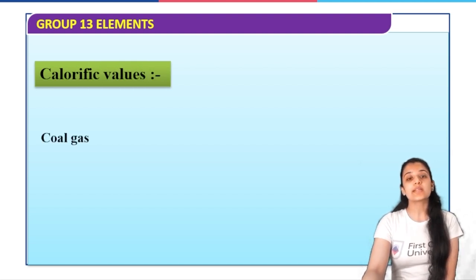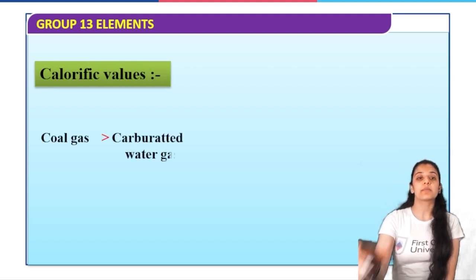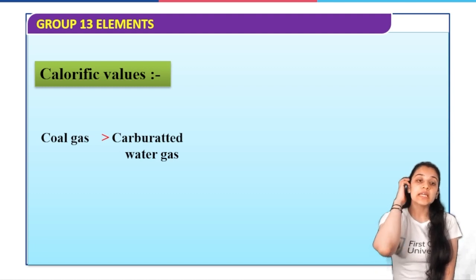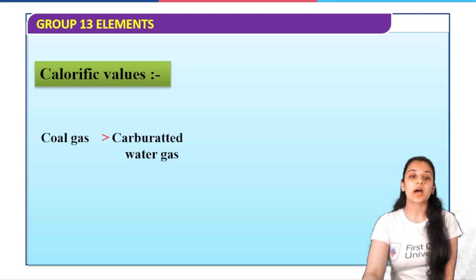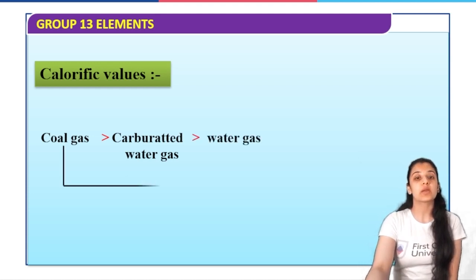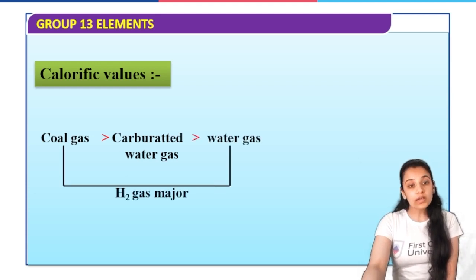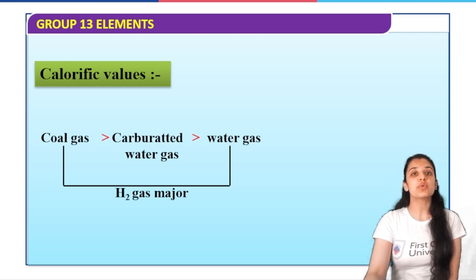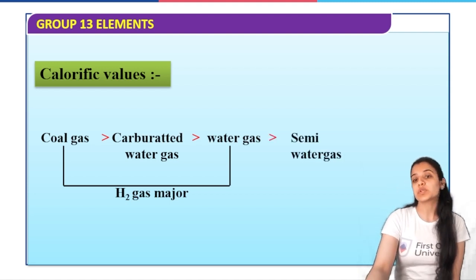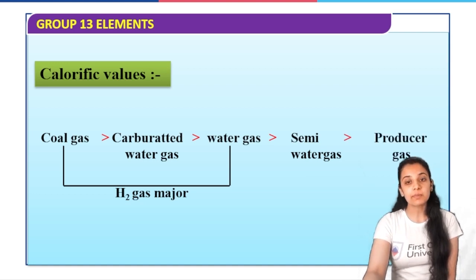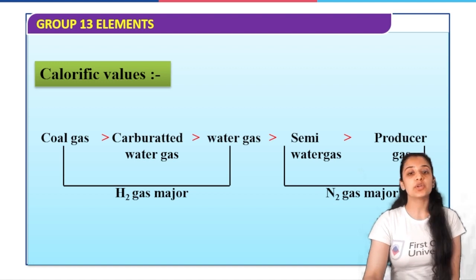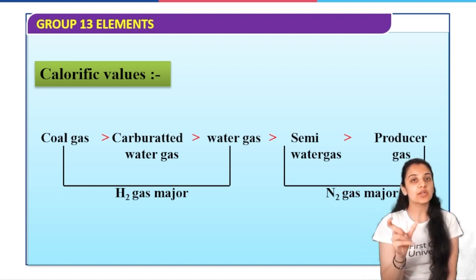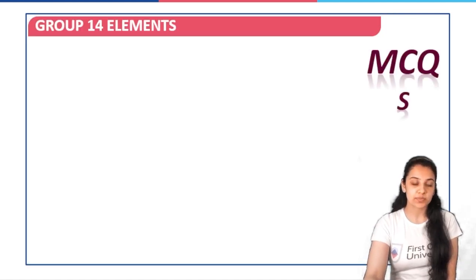When we talk about the order of calorific value, coal gas will have more calorific value than carbureted water gas, which will have more than water gas. Coal gas and water gas will have H2 as the major gas present. Then water gas has more than semi-water gas, as is clear from the name, which will have more than producer gas. In semi-water gas and producer gas, N2 is the major gas present.